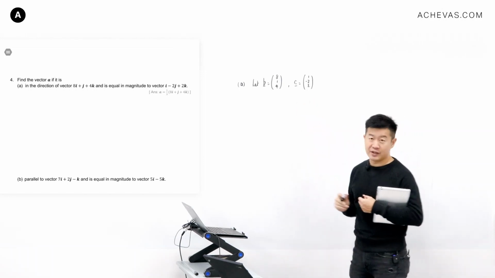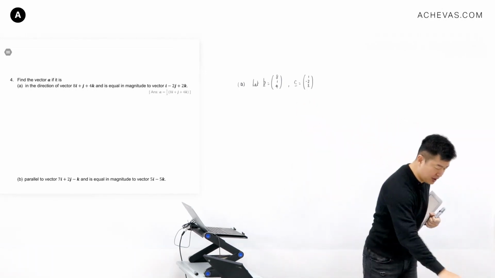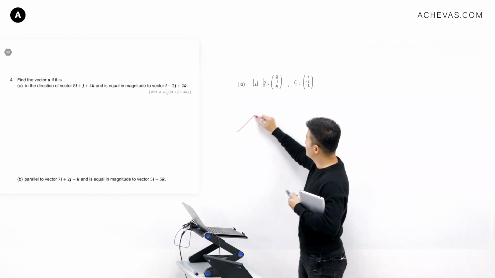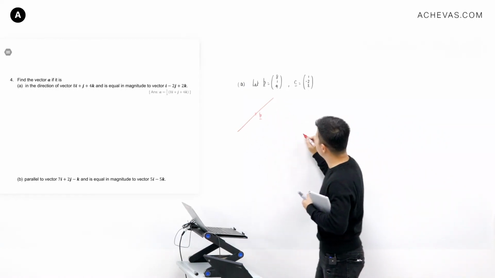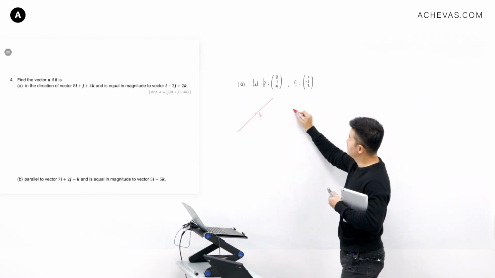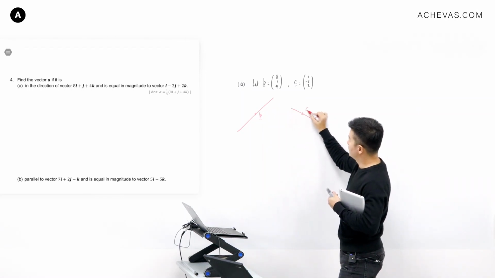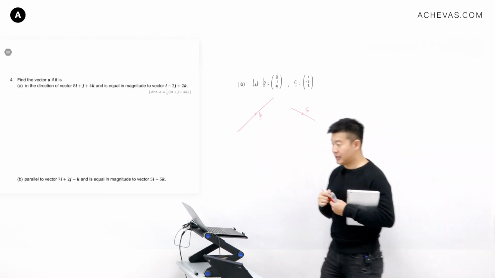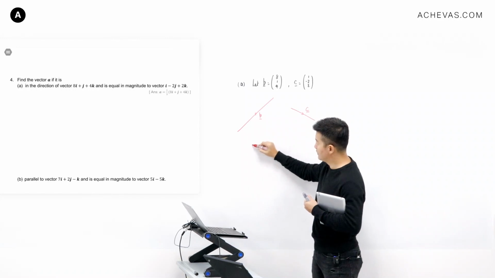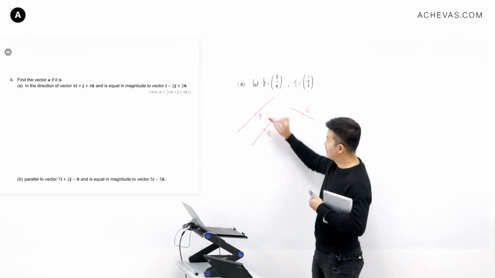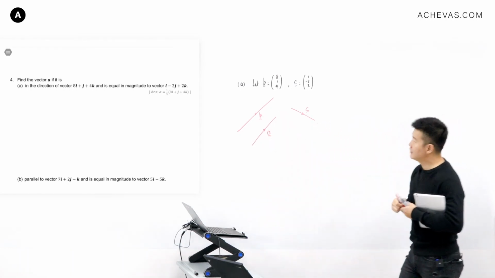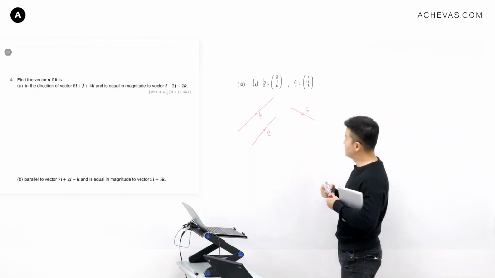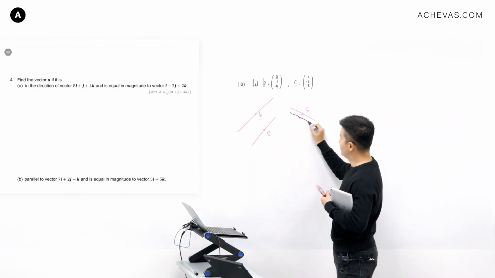So if I have this, the idea is this. Let's say this is vector b. Let's say vector c is, for example, this vector c. So vector a must have the same direction as this vector b. That's what the question says. But this vector a must possess the same magnitude as c. So this is the magnitude of c. I'm going to just use the notation, magnitude of c.